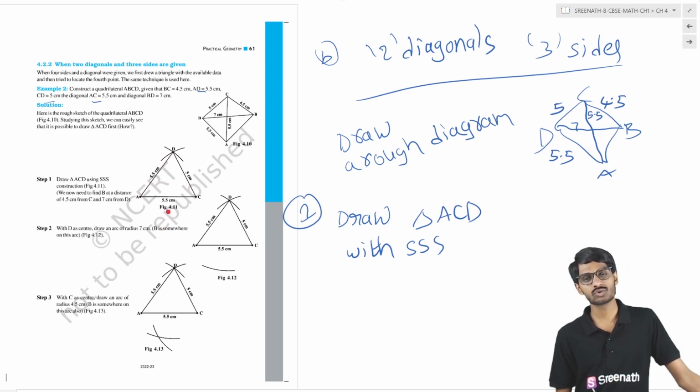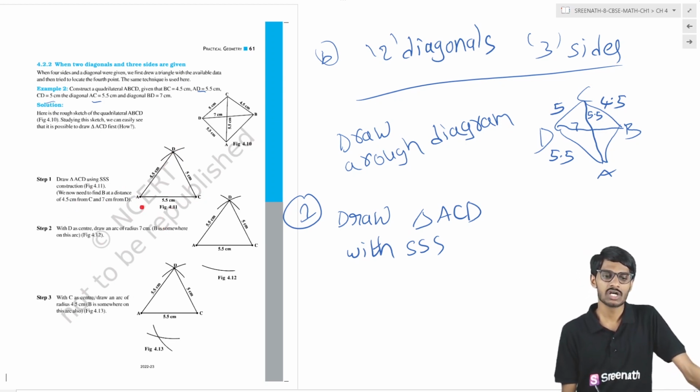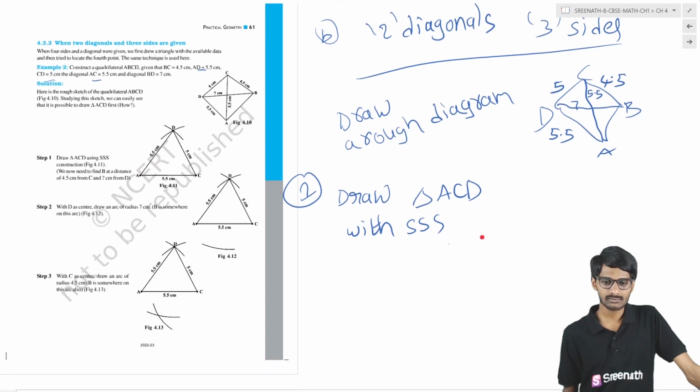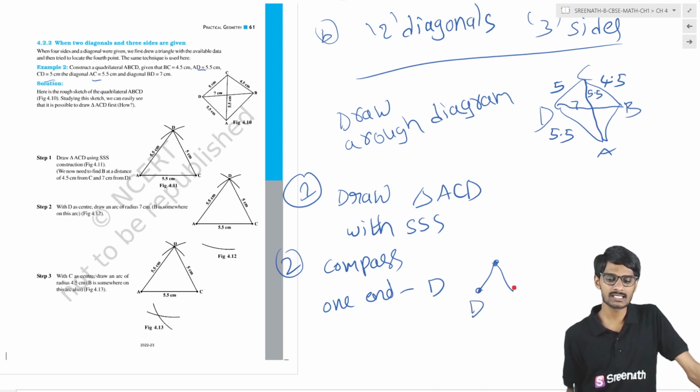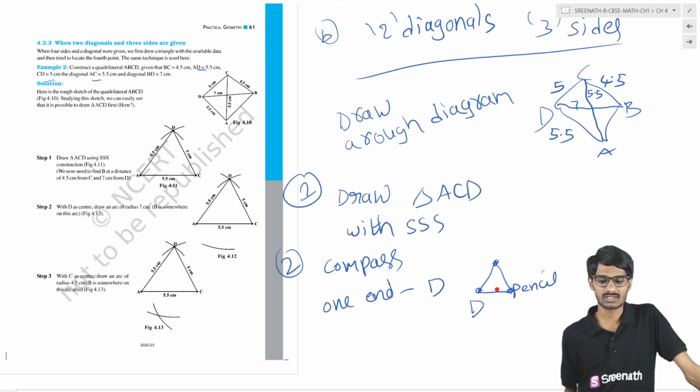After step 1 we already have 3 vertices. Now you have to find the 4th vertex of the quadrilateral. For that, in the second step, we have to take a compass. Okay, students, put one end at D. The distance between the 2 ends of the compass, where here there is a pencil, we have to take as 7 centimeters.